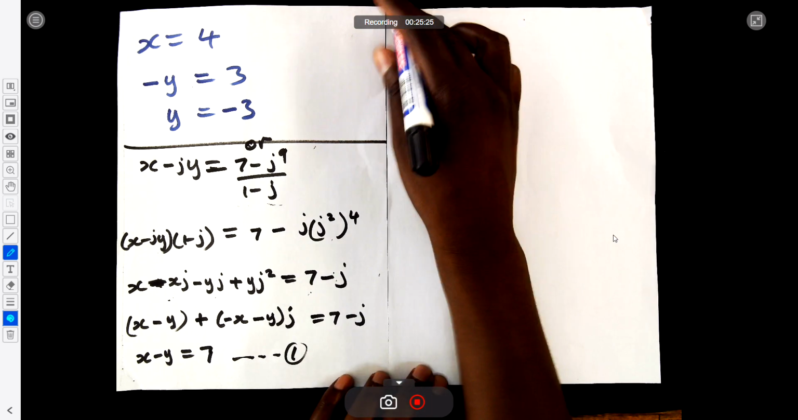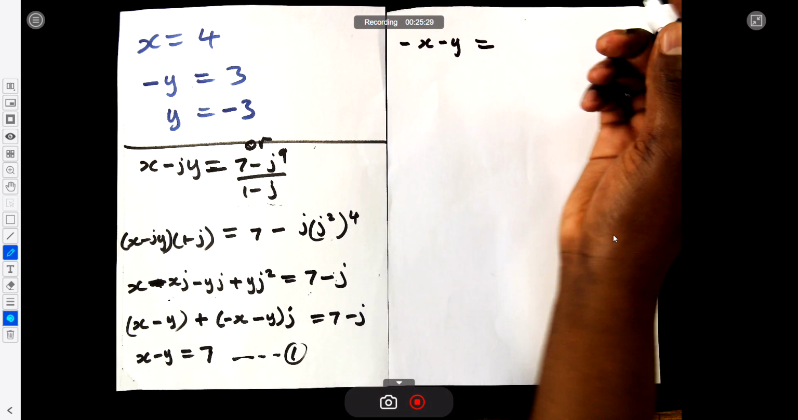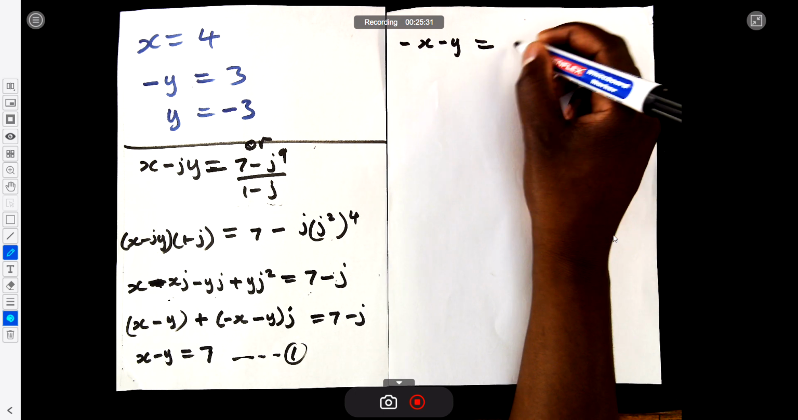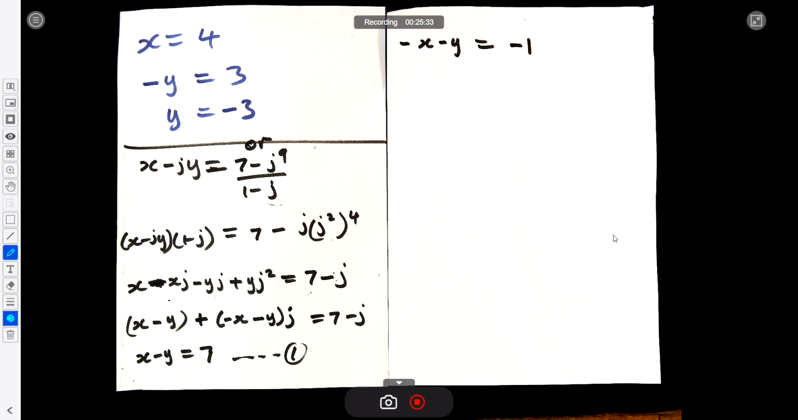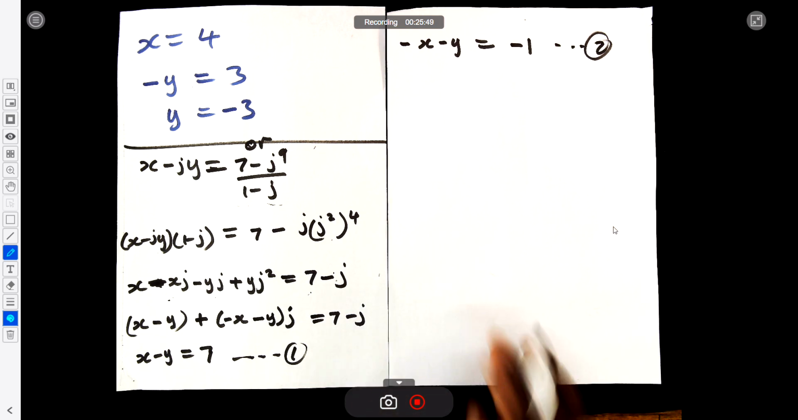Now we need to equate negative x minus y equals to the coefficient of j on the right hand side, which is negative 1. So I hope you see the common factor, the coefficient of j, negative x minus y. It's equals the coefficient of the imaginary part on the right hand side. So that is equation 2. So you can choose which one you need to manipulate and make x subject of the formula.